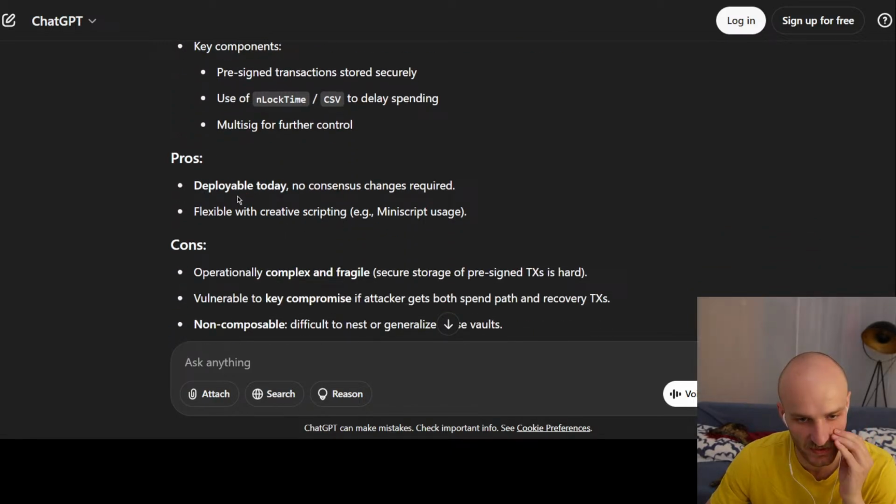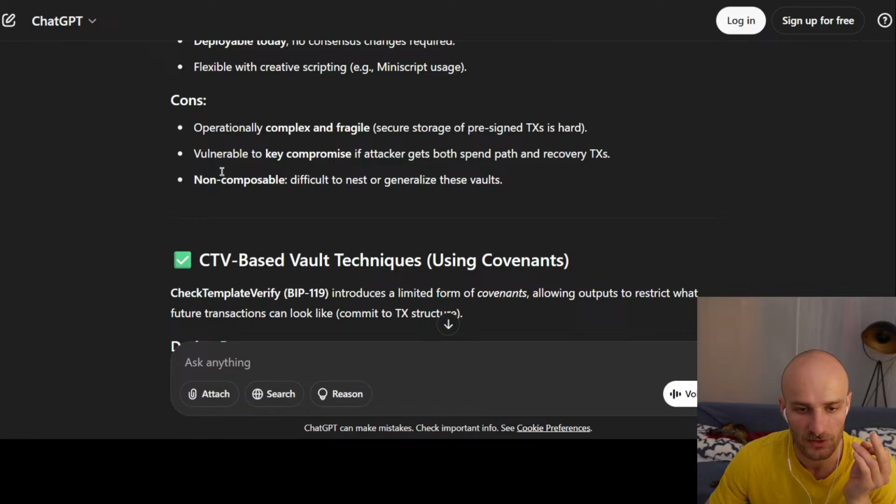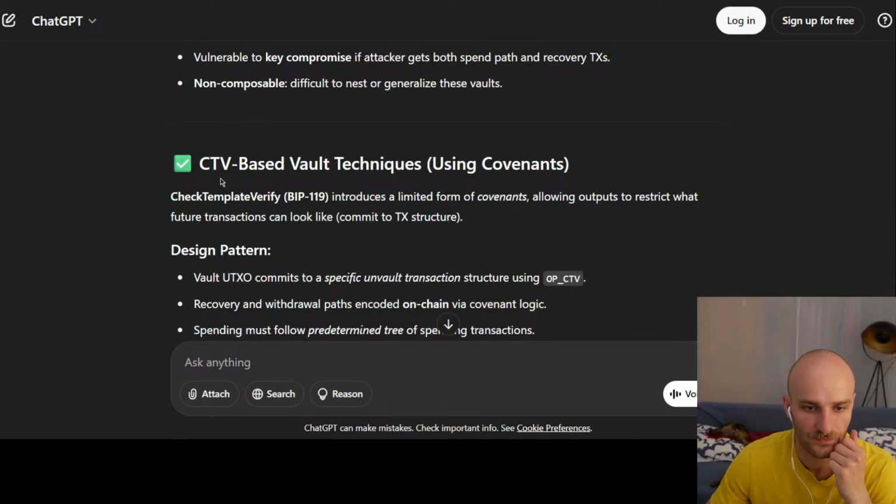The pros are: deployable today, no consensus change required, and it's flexible with creative scripting. The cons are: operationally complex and fragile. Secure storage of pre-signed transactions is hard. Vulnerable to key compromise if an attacker gets both the spend path and recovery transactions. Non-composable, difficult to nest or generalize these vaults.